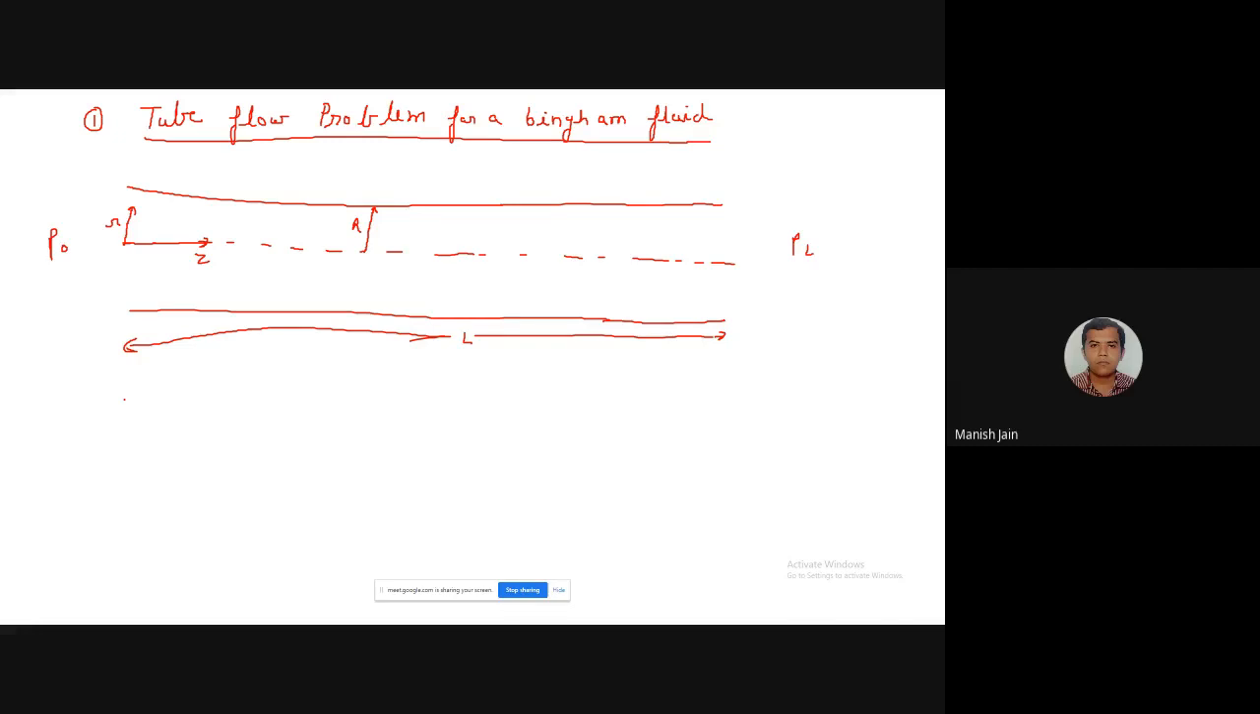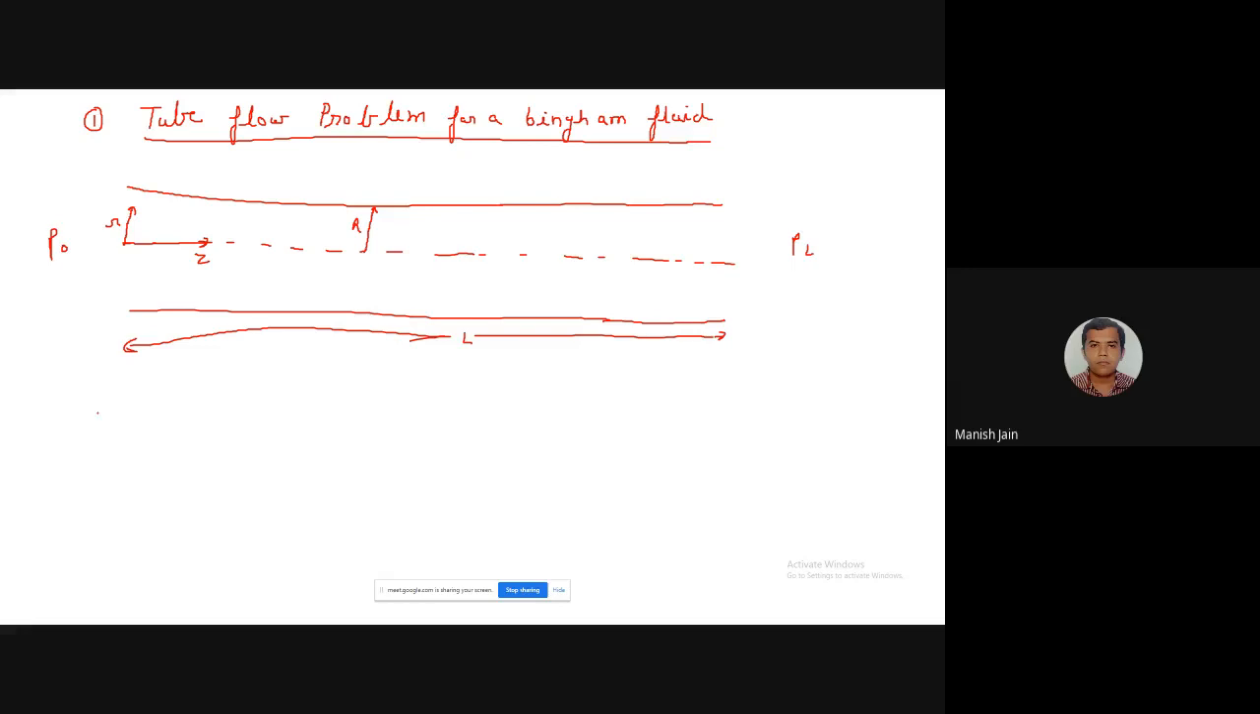In the Newtonian fluid solution, we assume the viscosity and density are constant. In this case, only density is constant, viscosity is not constant, and this is not a Newtonian fluid, this is a Bingham fluid. Okay, so these two points will change. Otherwise, steady state conditions, constant density, no slip boundary conditions, and negligible end effects. These all conditions will be applicable.